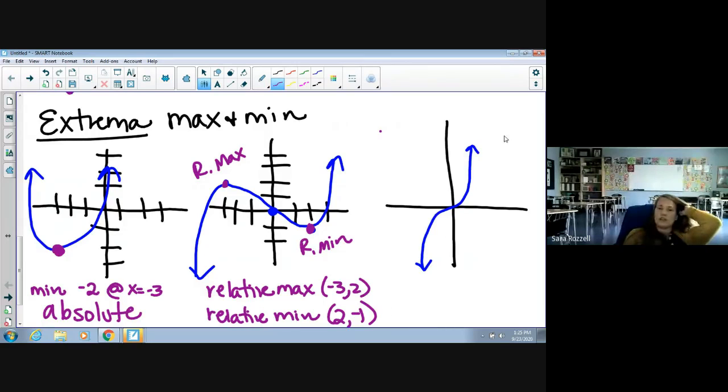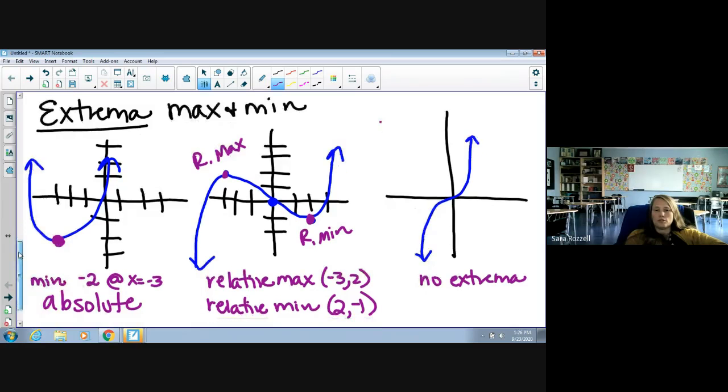All right. Look at the third one. Does it have an absolute max or min? No. Does it have a relative max or min? No. This has got no extrema. There's no point where we change from increasing to decreasing or vice versa. That's another way to think of your extrema. This is from decreasing, we switch to increasing. Increasing, decreasing, increasing, increasing. So there's no extrema there.